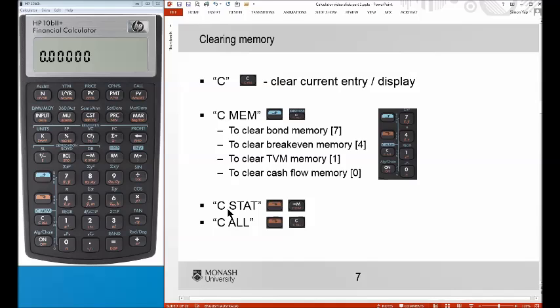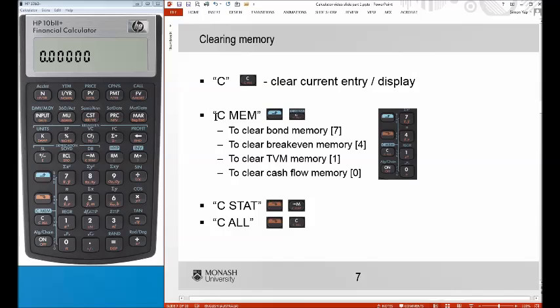As mentioned before, the C button clears the entry that is currently displayed on screen. However, it will not clear the memory of the last calculations or the memory of the series of numbers that you have stored into the memory of the calculator. And yes, the calculator can store numbers, and we will look into that later.